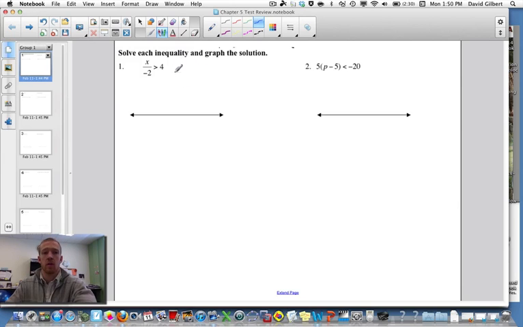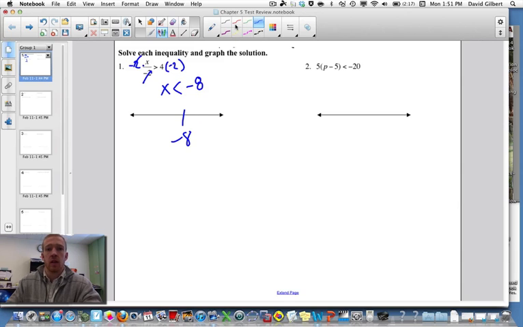Chapter 5 review for solving inequalities. So on this first one, what we're going to have to do is multiply both sides by a -2. When we do that, anytime you multiply by a negative, you must flip the inequality. So those cancel and give us an x. This must switch to a less than, to go the other way, -8. So at -8, x less than -8 is all numbers starting at -8 and to the left.